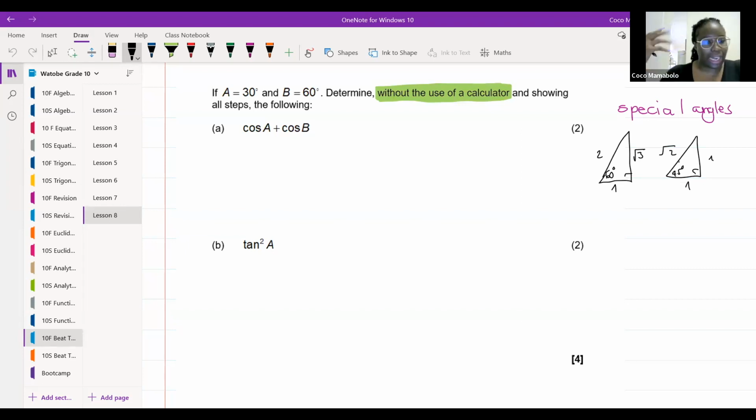Now, I do realize that you guys are in grade 10, and even though they say without the use of a calculator, if you are struggling, what are you going to use? You're going to use your calculator. Good, you can use your calculator.